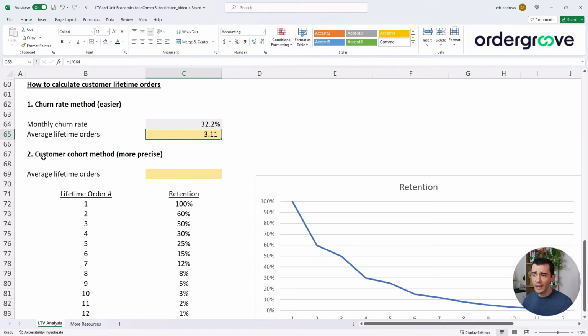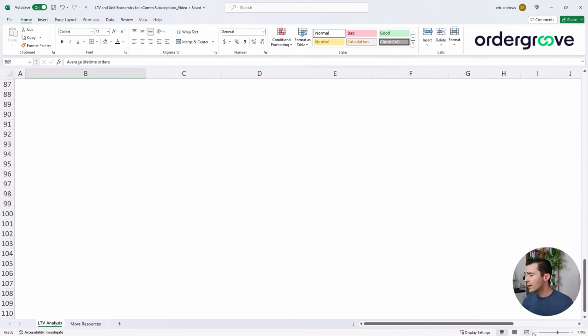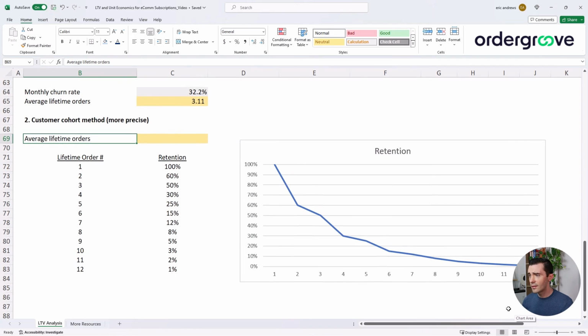The second way to calculate this number is to use customer cohorts. Even if you have the same data, this is a more precise way to look at it because you'll understand the timing more accurately around the customer lifetime itself. So here's our situation. We have a sequence of lifetime orders. The first order in a customer lifetime, 100% of customers obviously place that first order.